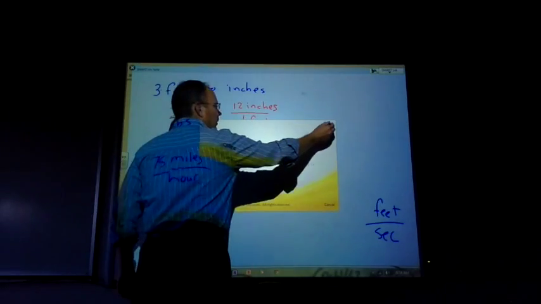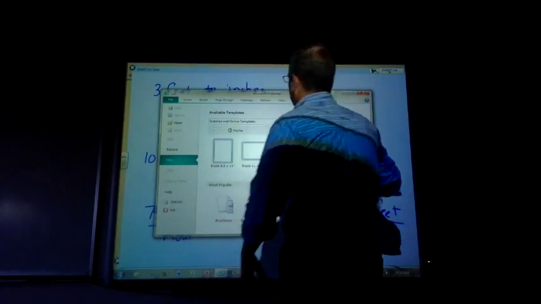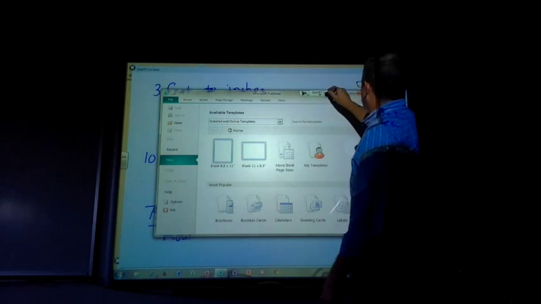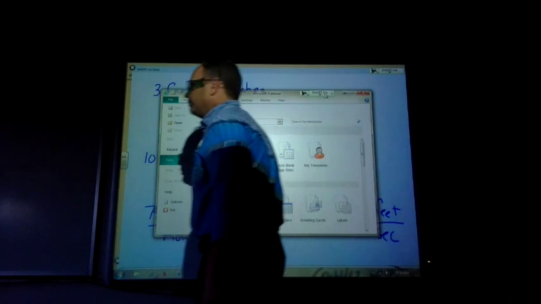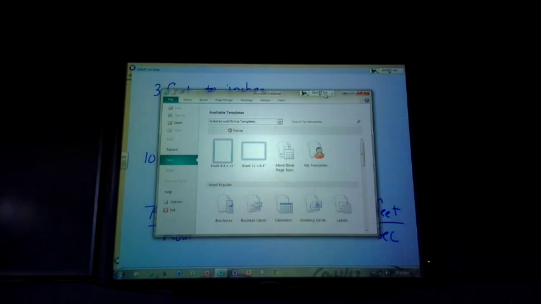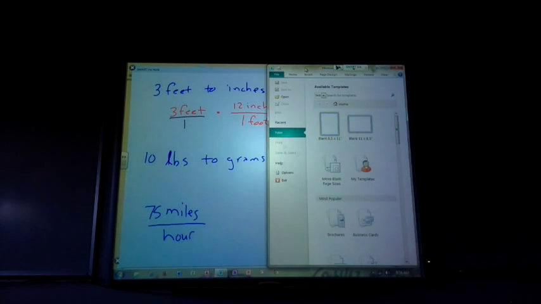Oh, good. Outlook's coming up. Get out of here. Get out of there. Oh my god. Oh, get out of here. Over here.